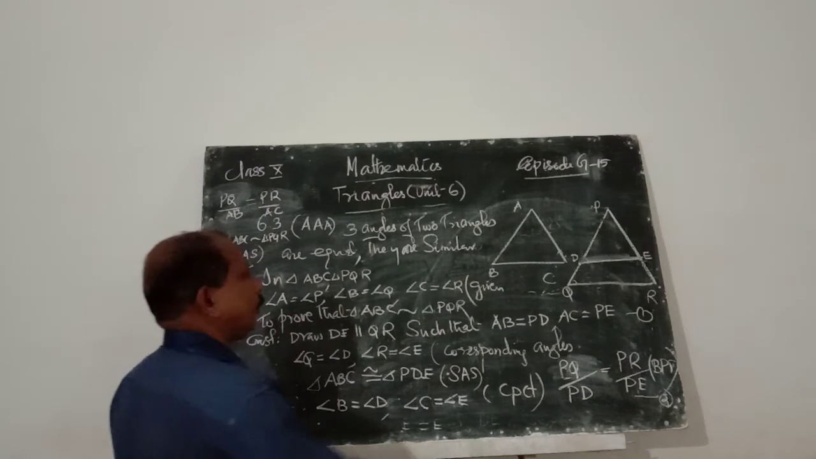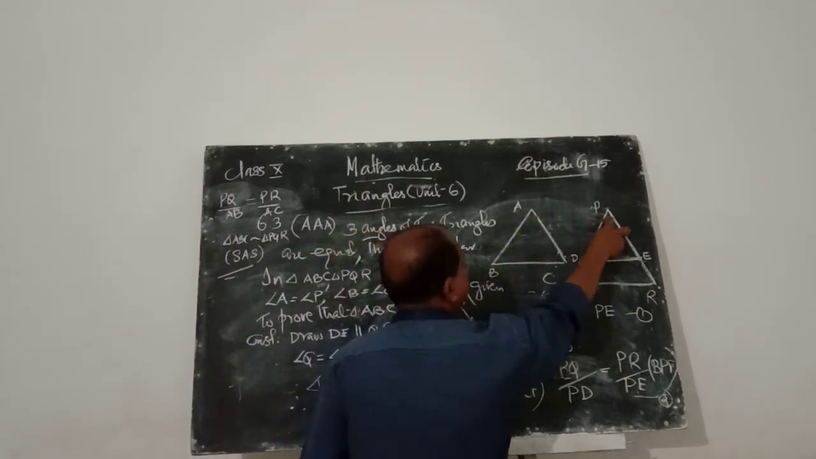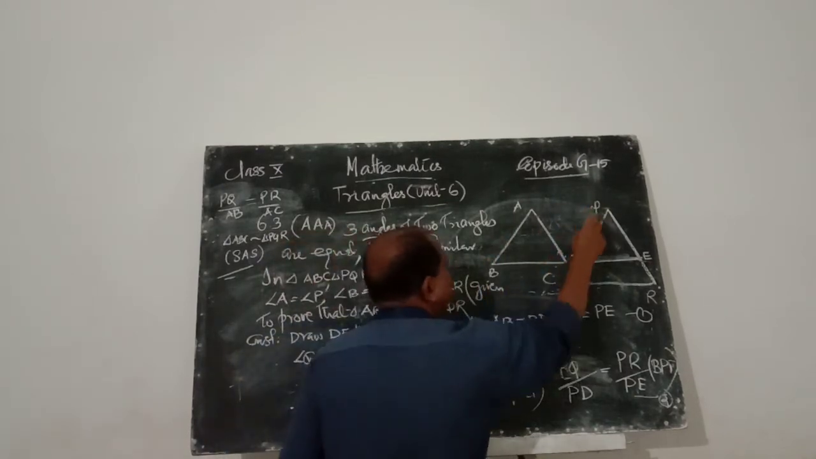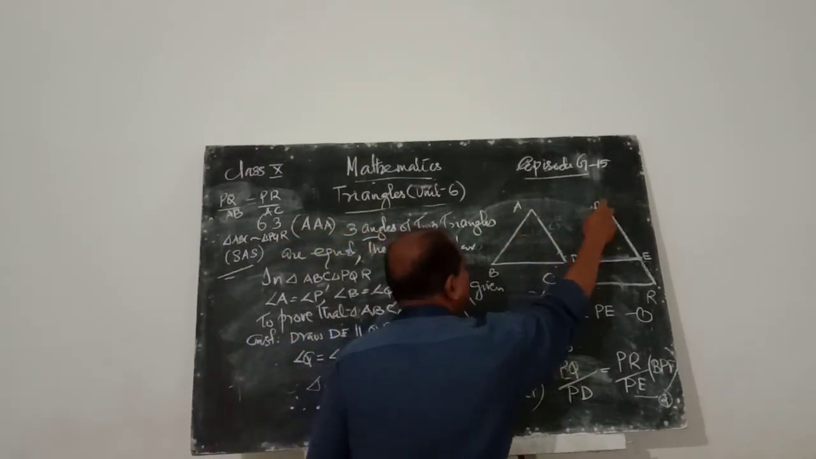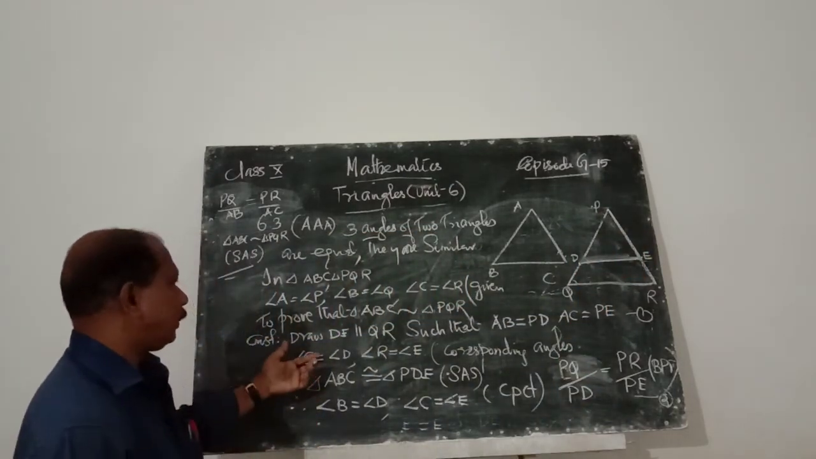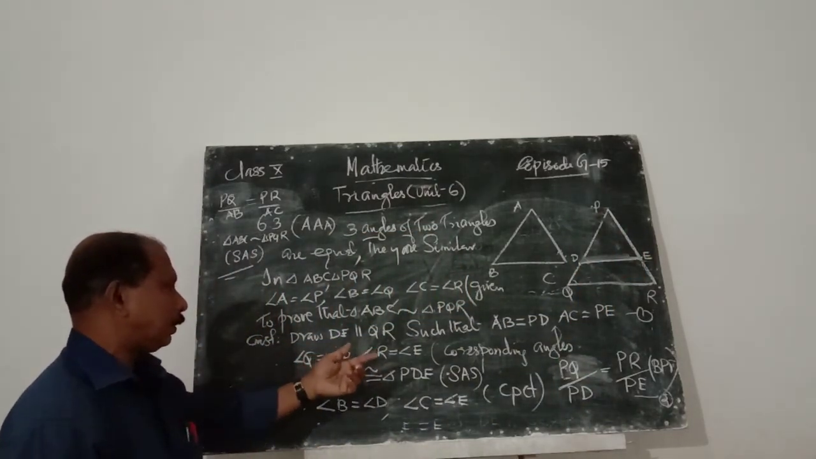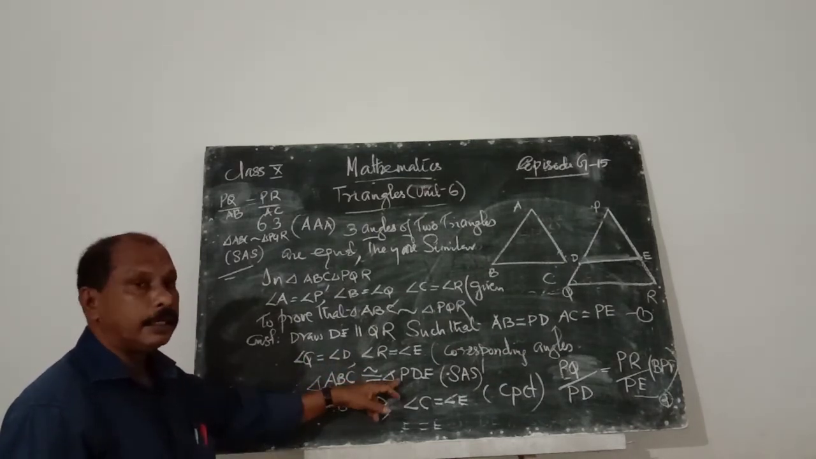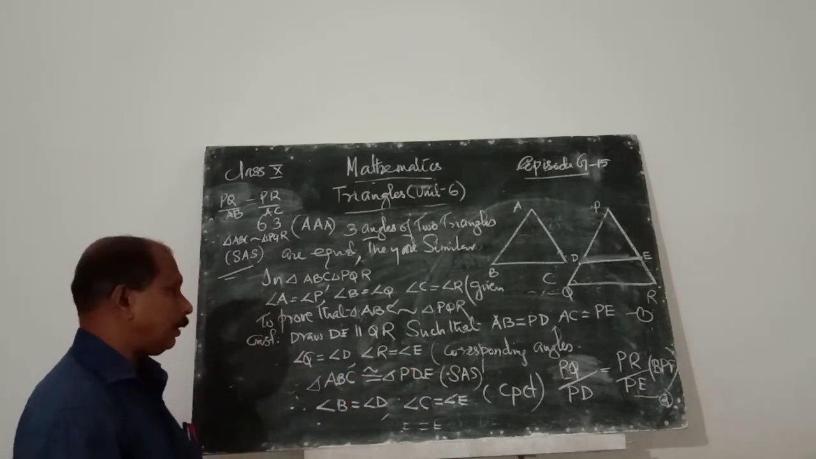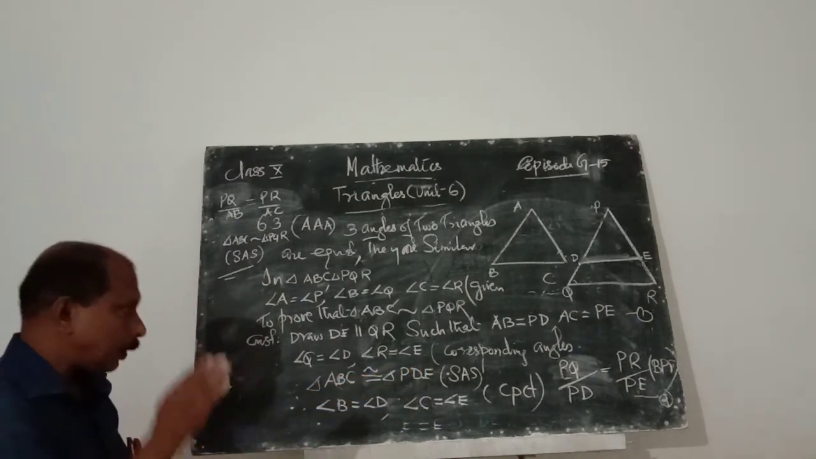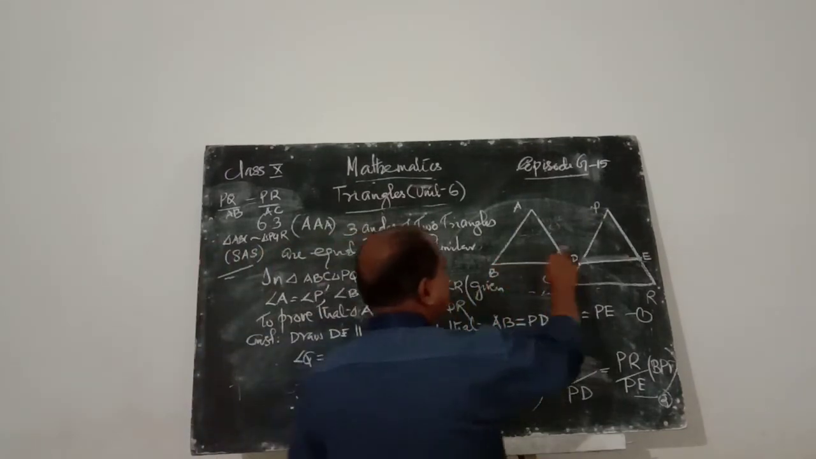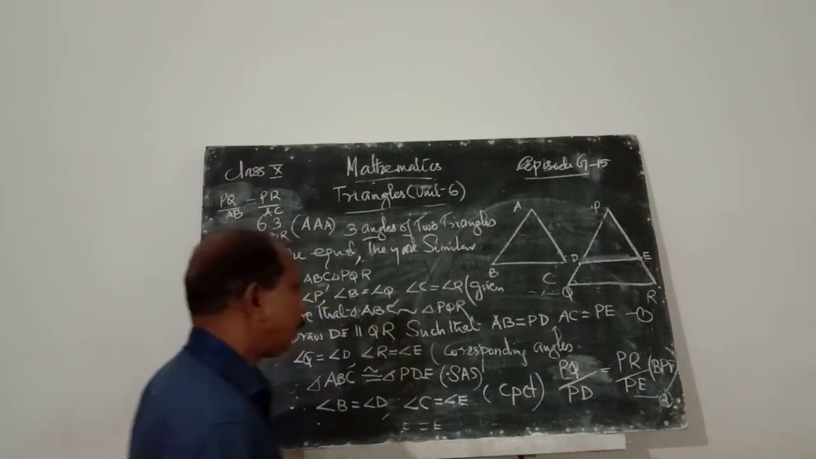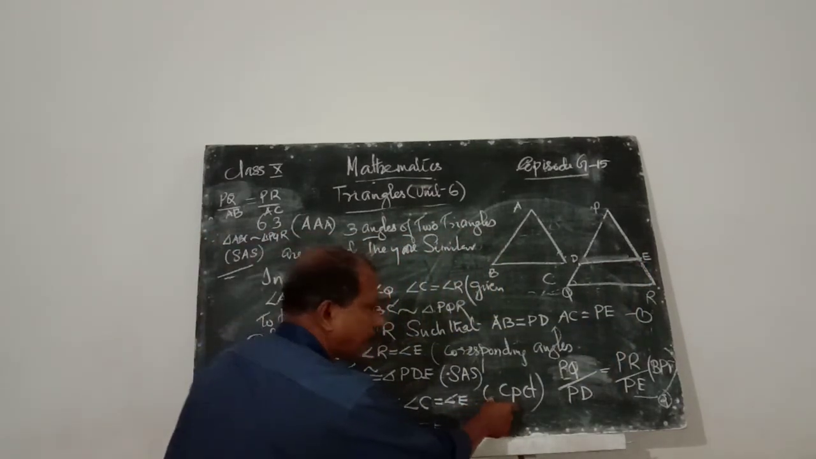Then we know that angle A is equal to angle P, AB is equal to PD, and AC is equal to PE. That is given. Therefore, triangle ABC is congruent to triangle PDE, that is SAS criteria for congruency. Therefore, angle B is equal to angle D, angle C is equal to angle E. That is CPCT, corresponding parts of congruent triangles.